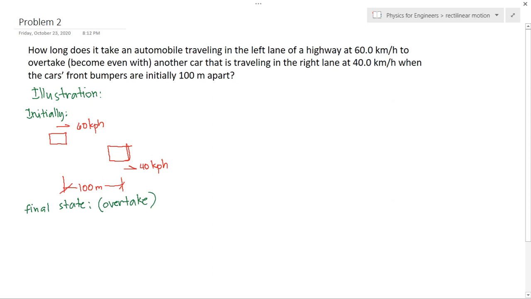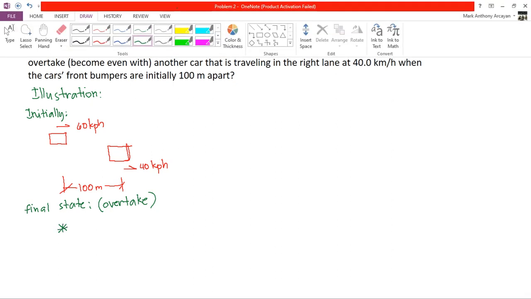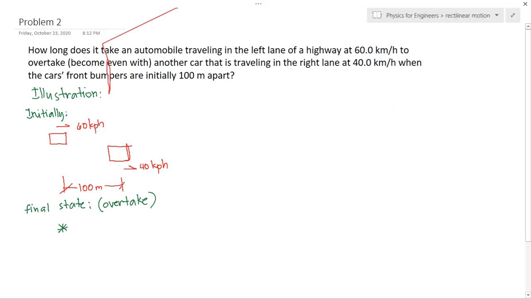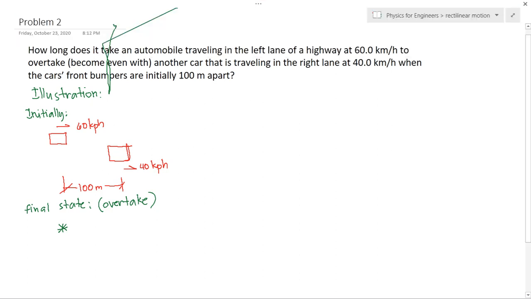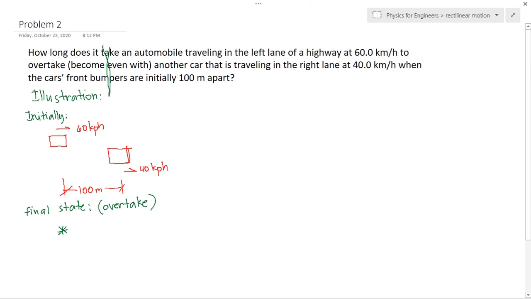So kailan daw maka-overtake yung car that is found on the left? So on the final state, i-mark X lang natin to. So i-mark X lang natin yung ano, dito na naman. So let's erase this. So let's erase.